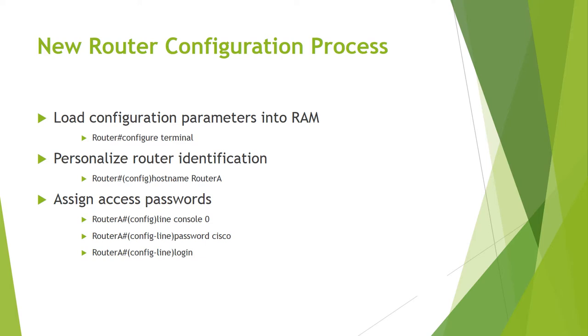New router configuration process: load configuration parameters into RAM by applying the command router hash configure terminal, personalize router identification. Router config hostname RouterA, assign access password. The router password can be assigned in configuration mode. RouterA is the name of the router in configuration mode. Line console 0. The next command is config line. Password Cisco, or you can keep any password like password. You can write ABC instead of Cisco, or XYZ. Then the command login.